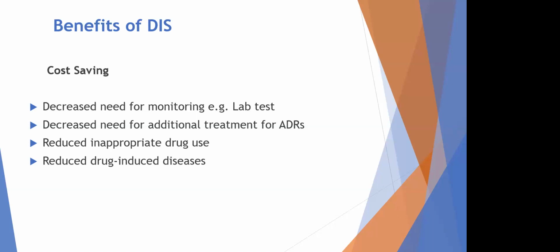If we have to do additional treatment for adverse drug reactions, we will incur more costs. And if we have the issue of inappropriate drug use, we know what can happen. Complications can set in, and we'll need to treat the complication, and that will cost more. And then, of course, if we are not able to curb drug-induced diseases, there will be need to treat drug-induced diseases, which is the additional cost. So when we have drug information services in place, we are actually doing some sort of cost saving for our patients, even for our facilities.